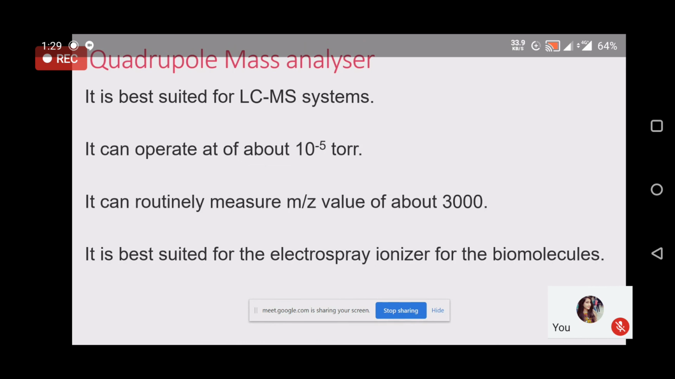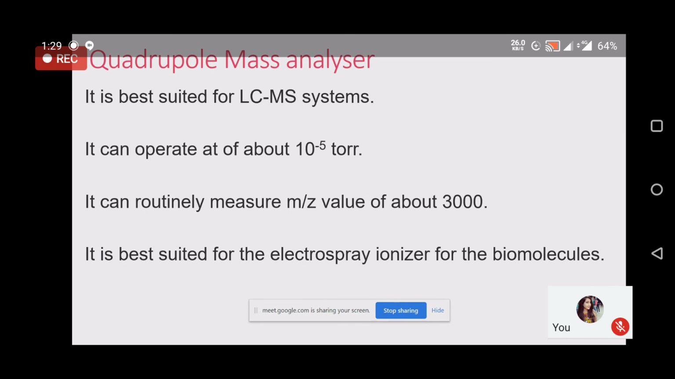It selects a particular M by Z at a time. It is best suited for LCMS systems when you are using one particular M by Z for analysis. It can operate at about 10 raised to minus 5 torr, which is lower than what other mass analyzers operate. Other mass analyzers operate at 10 raised to minus 7 torr or so. So it is definitely at least 10 to 50 times lower vacuum than what you need for other mass analyzers.